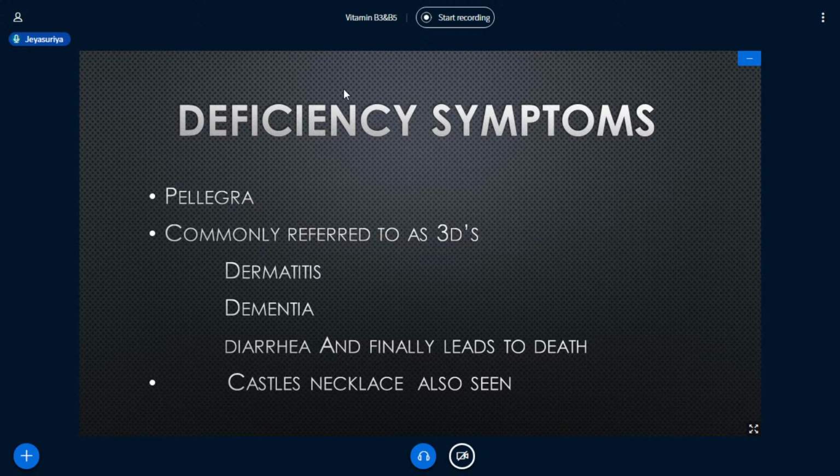What is this dermatitis? Dermatitis is also erythema. Erythema is seen in skin exposed to sunlight, generally in the feet, ankles, neck, and fingers. Increased pigmentation could be seen in these regions.